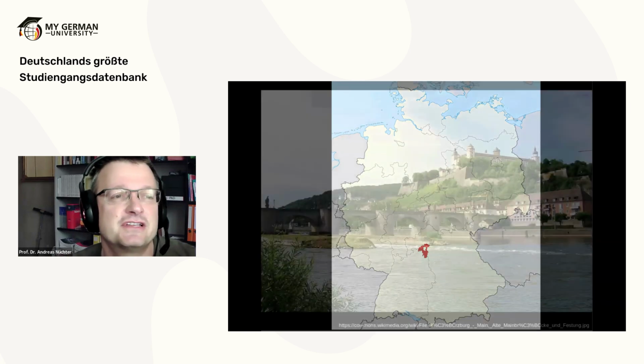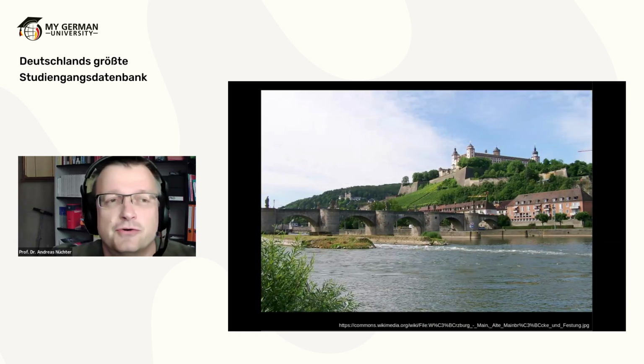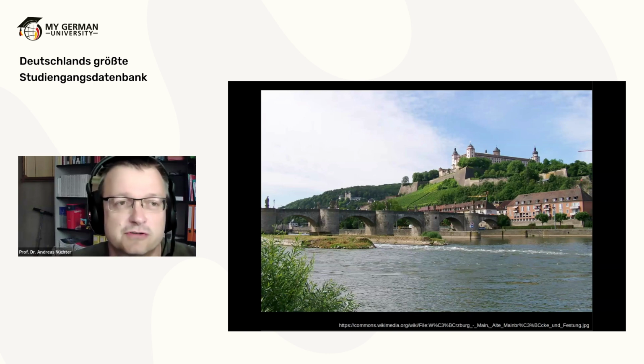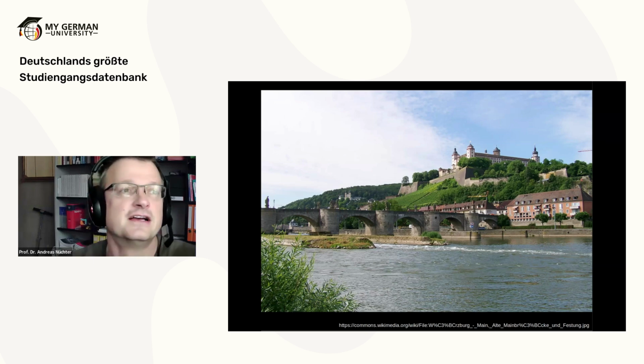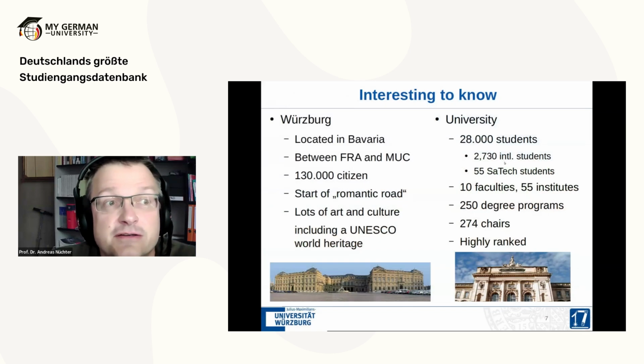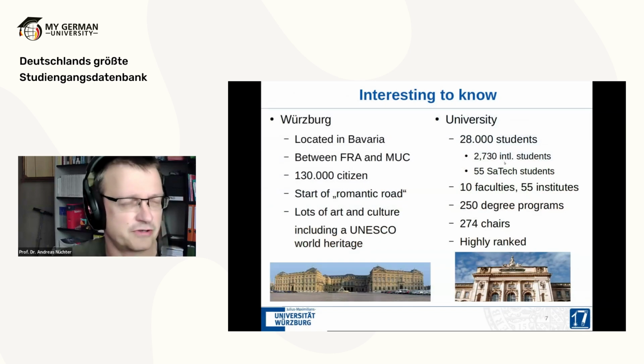We are a small city with roughly 120,000 inhabitants, and it's an old town. That's where the word Burg comes from: we have a famous fortress here, but we also have a UNESCO World Heritage residence, a palace here. Würzburg is located in Bavaria, in between Frankfurt and Munich. You probably want to fly into Frankfurt, but Munich is also okay.